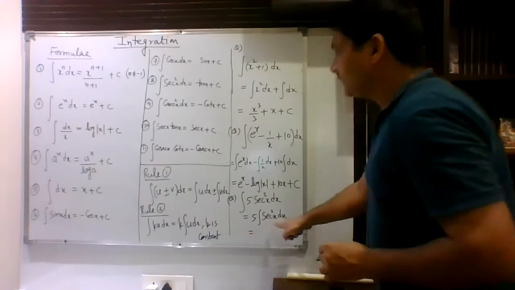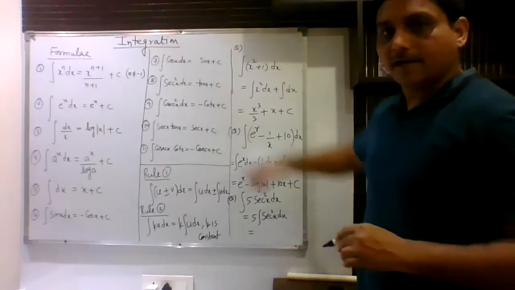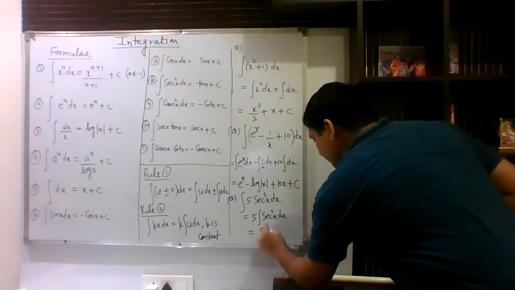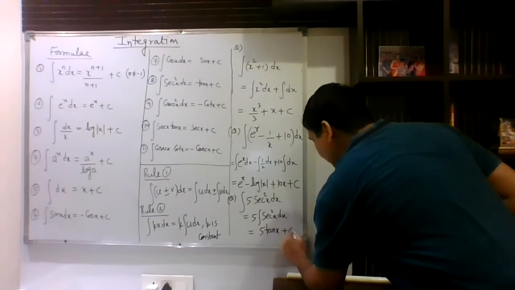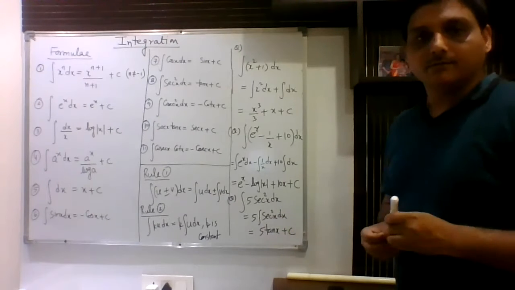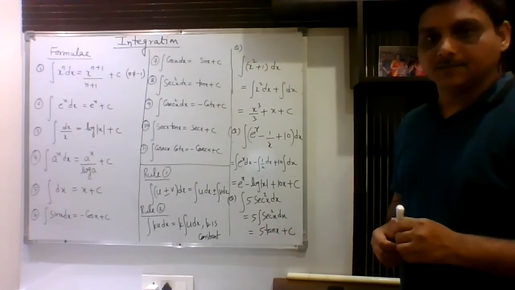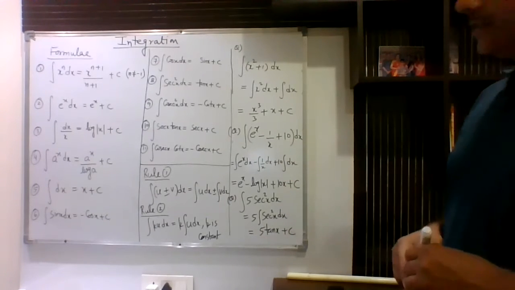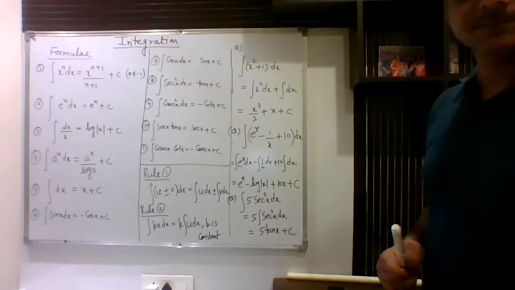Just integration of sec square x as per this ninth formula, it was 5 tan x plus c. So this will be your final answer. Just write down these examples with these two rules.